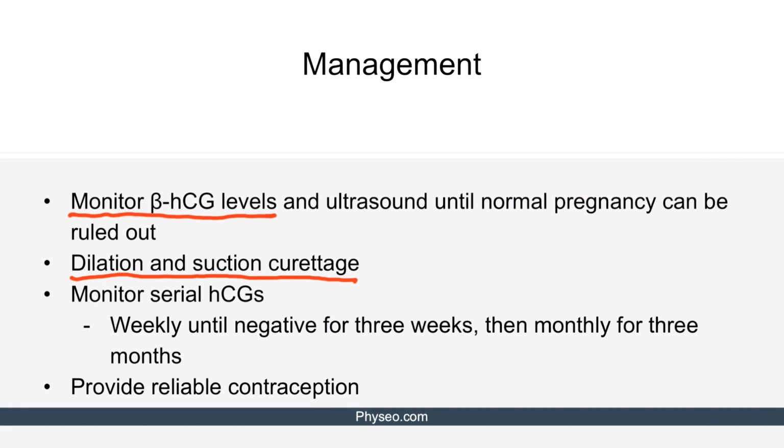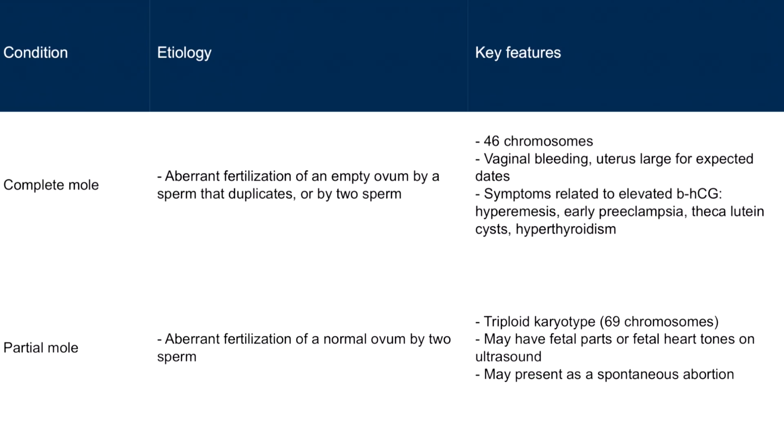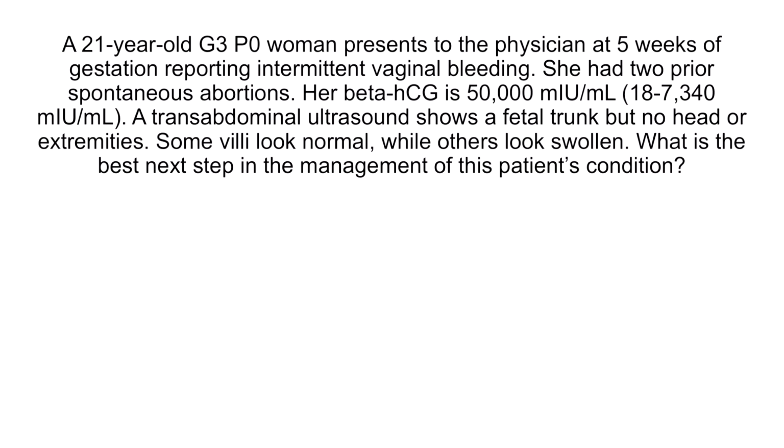Monitoring of the patient after removal is the same as monitoring after removal of a complete molar pregnancy. Quantitative beta-HCG levels will need to be measured weekly until this is negative for 3 consecutive weeks, then monthly for 3 months. The patient should also use reliable contraception, such as oral contraceptive pills or a barrier method, in order to prevent an additional pregnancy that could make the interpretation of beta-HCG levels difficult. Here's a nice summary table that you can take a minute to review in order to solidify your knowledge of gestational trophoblastic diseases. All right, let's wrap up with a final question.